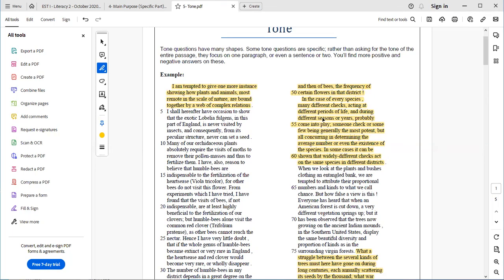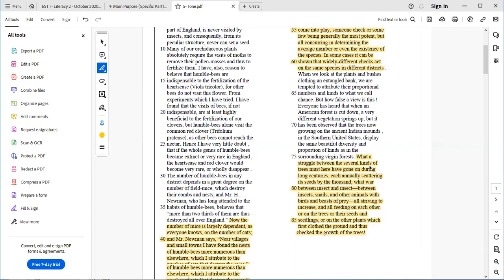Let's look to the last paragraph first, since the last sentence. In the case of every species, many different checks acting at different periods of life and during different seasons or years probably come into play. Some one check or some few being generally the most potent, but all concurring in determining the average number or even the existence of the species. In some cases, it can be shown that widely different checks act on the same species in different districts.